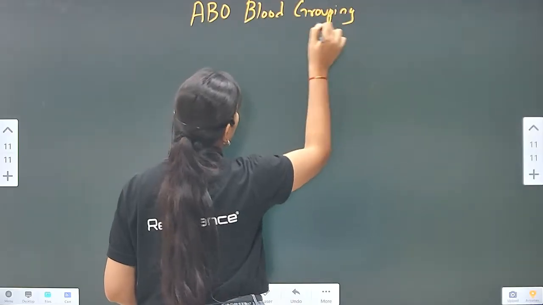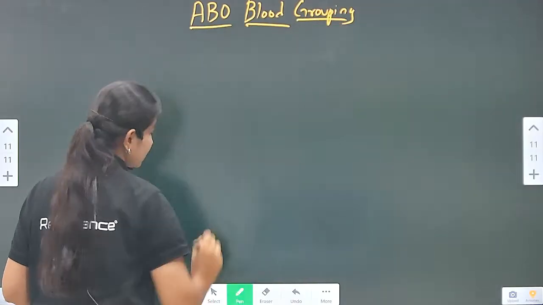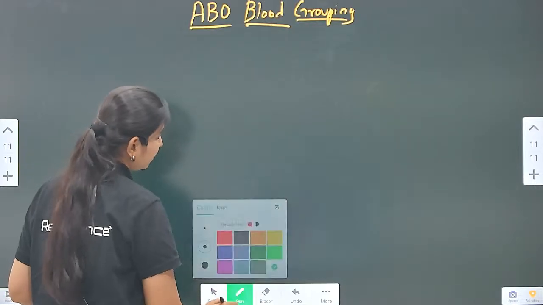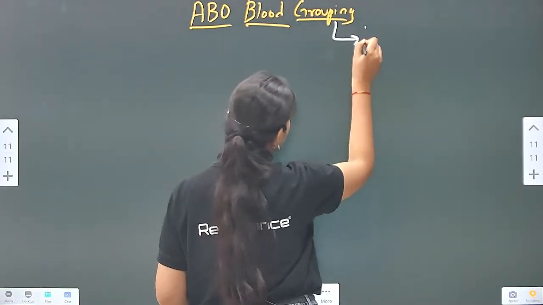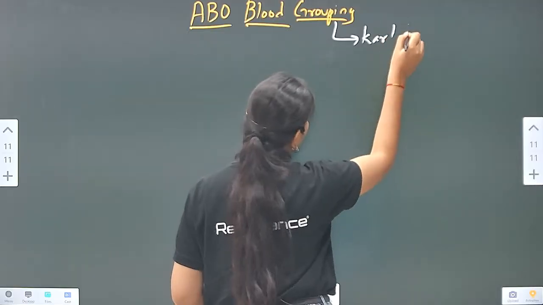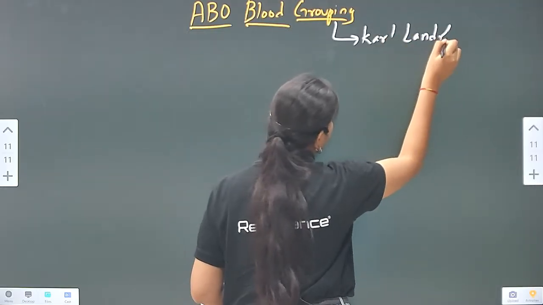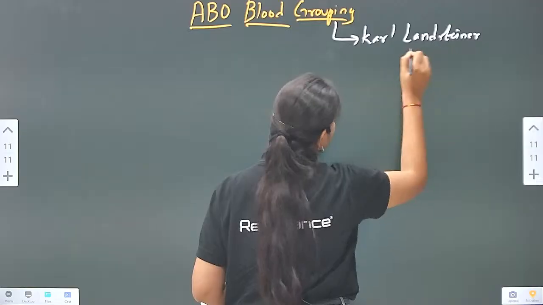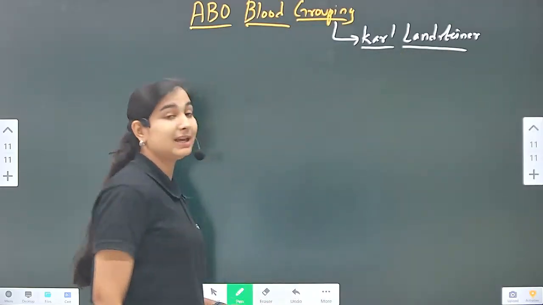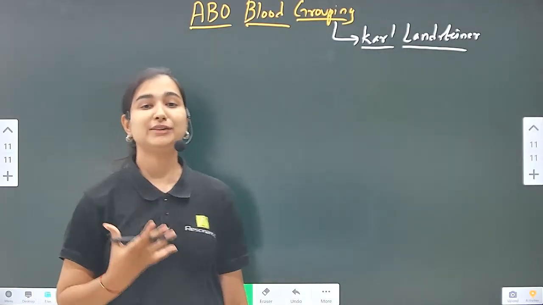Now who was the scientist who for the very first time discovered the ABO blood grouping? It was Karl Landsteiner. It was Karl Landsteiner who for the very first time discovered that we have different blood groups.